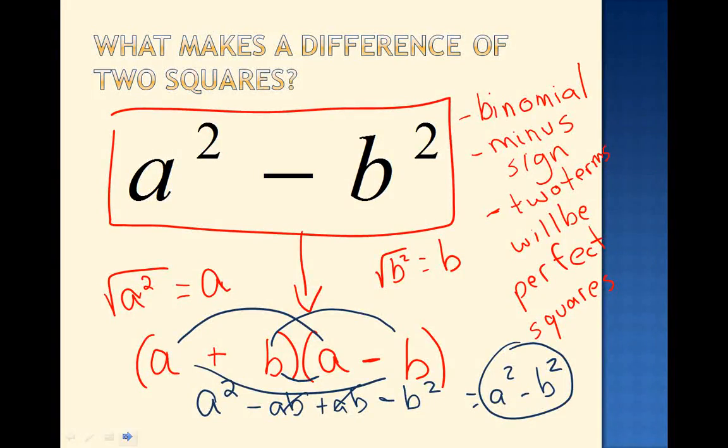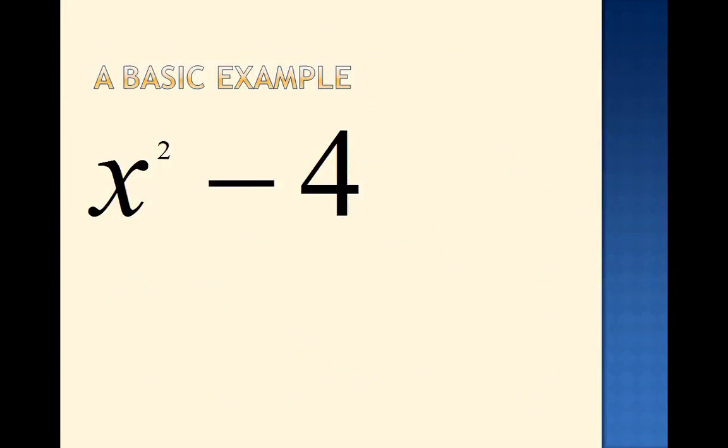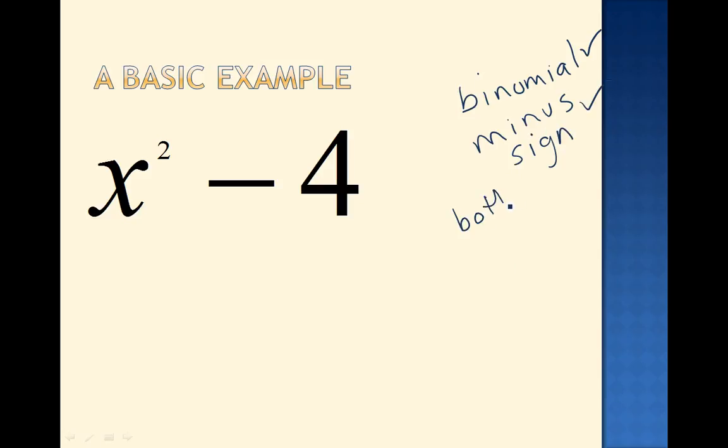So now we're going to do a few examples. This is a basic example, x squared minus 4, but you still want to go through the process of checking that this meets all the requirements of being a difference of two squares. We have two terms, so we have a binomial. We won't do this every time, but just as we're starting, so check, yes, it's a binomial. There is a minus sign. Yep. And both terms are perfect squares. Sure. We know the square root of x squared, and we know the square root of 4.